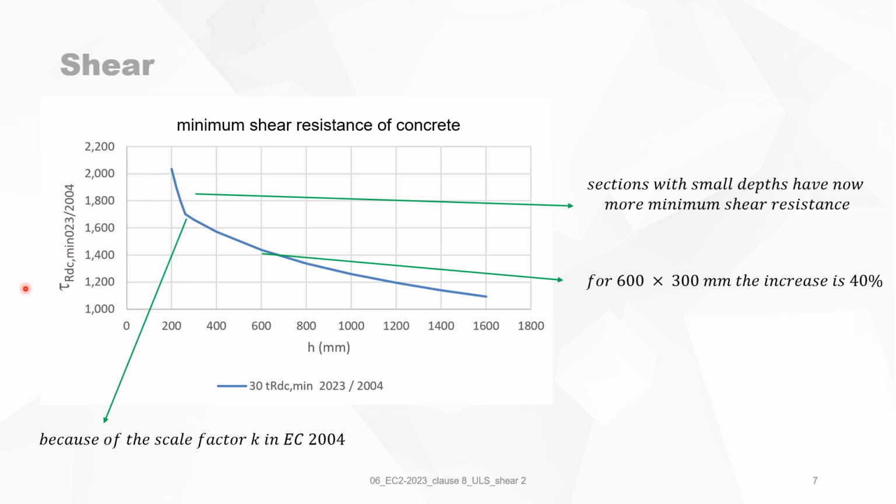You see also that the minimum value of the shear force capacity of concrete alone is always bigger than 1, the ratio. So we always have more minimum shear capacity. Interesting to know that the ratio, which is on the y-axis, is in fact independent of fck, because in both formulas fck can be scrapped.